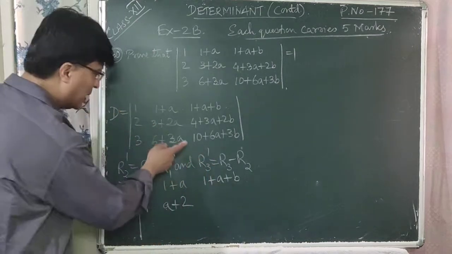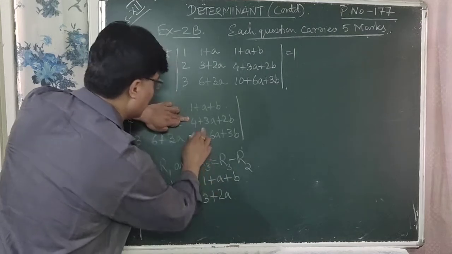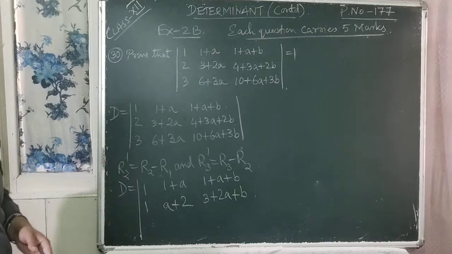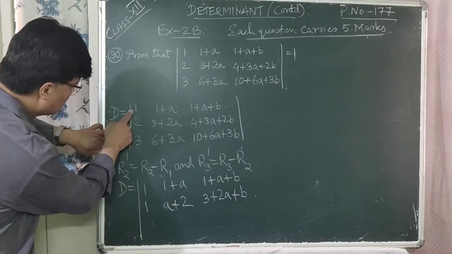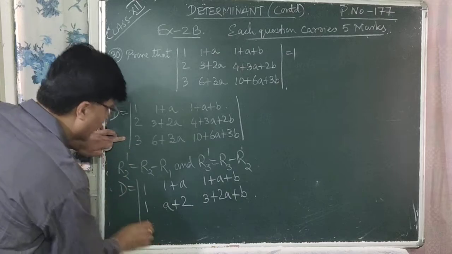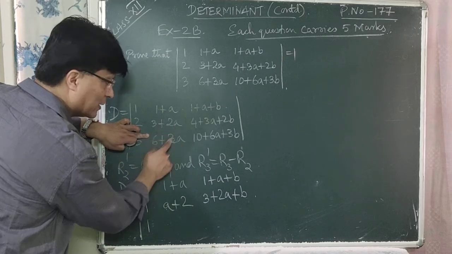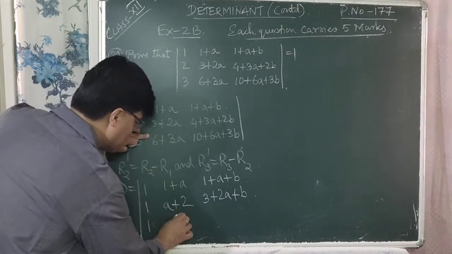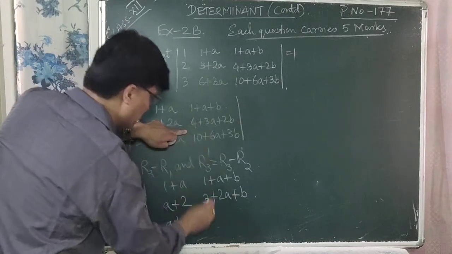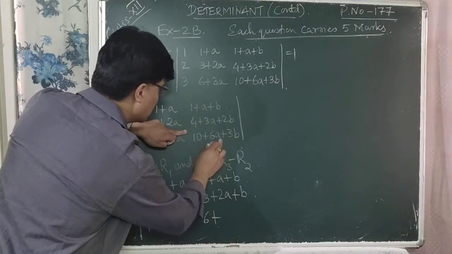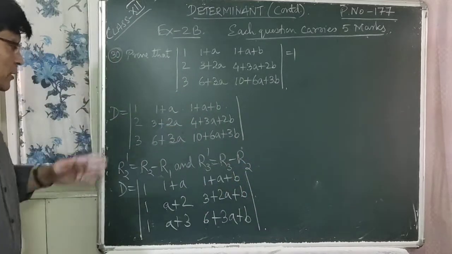Next, again R2 minus R1: 4 minus 1 is 3, plus 3A minus A is 2A, plus 2B minus B is B. This is the new second row. Now what will be the new third row? R3 minus R2: 3 minus 2 is 1. 6 plus 3A minus 3 minus 2A: 3A minus 2A is A, and 6 minus 3 is 3. Is that clear? Next, again R3 minus R2: 10 minus 4 is 6, plus 6A minus 3A is 3A, plus 3B minus 2B is B. So this is the new determinant.